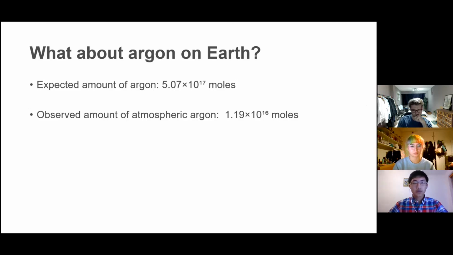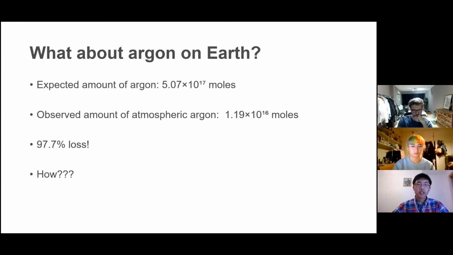If we actually do these measurements, though, we observe that there are 1.19 times 10 to the 17 moles of argon on Earth in total. And this represents a 97.7% loss. So now we have to ask ourselves, how? What happened? How could this be? How did the Earth lose so much argon?